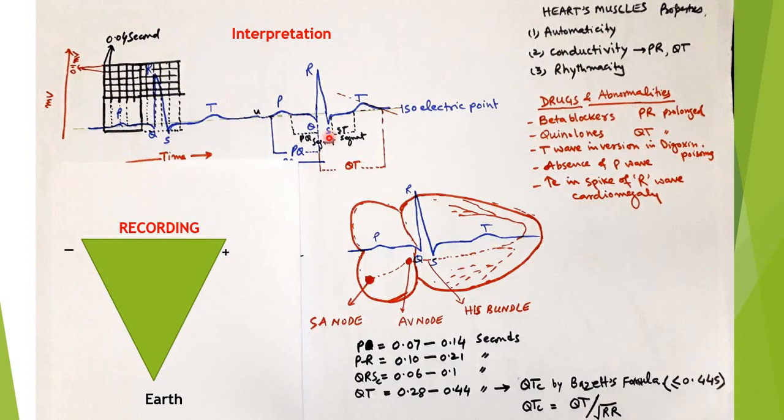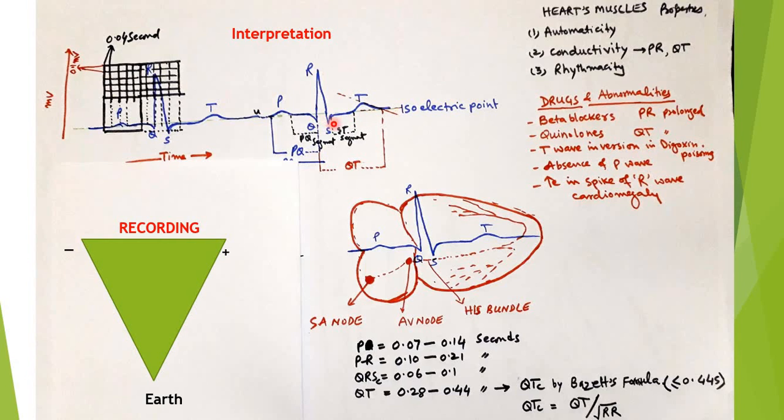And then the QT interval. How is this QT interval determined? Draw a parallel line along the slope of the T wave, and where it intercepts the isoelectric line or isoelectric point, draw a perpendicular here. So this is the QT interval, from this point till this point.